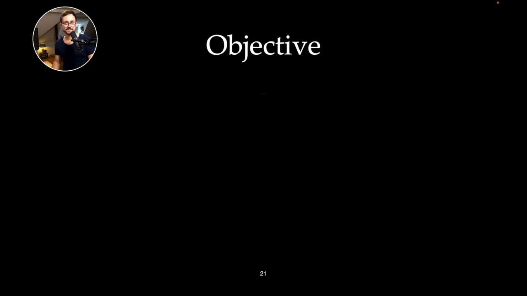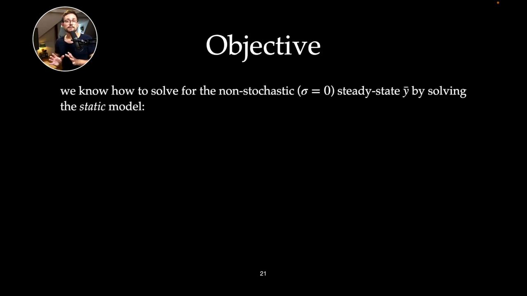Now, what is the objective? First of all, we know how to solve for the point that I'm looking at, and typically this is the non-stochastic steady state. That is, whenever we set the sigma parameter equal to zero, we have ways, either analytically or numerically, to compute one very special point, for instance, the non-stochastic steady state, and this is what we typically call the static model. Okay, so let me use this F with a bar notation for evaluating the dynamic model equations at the non-stochastic steady state.